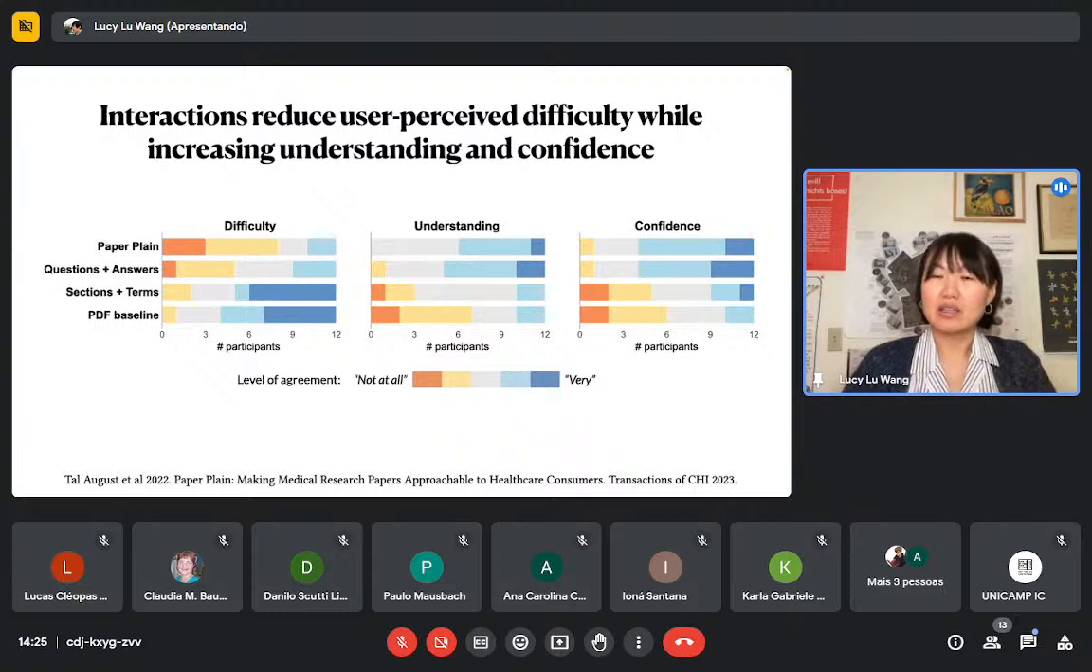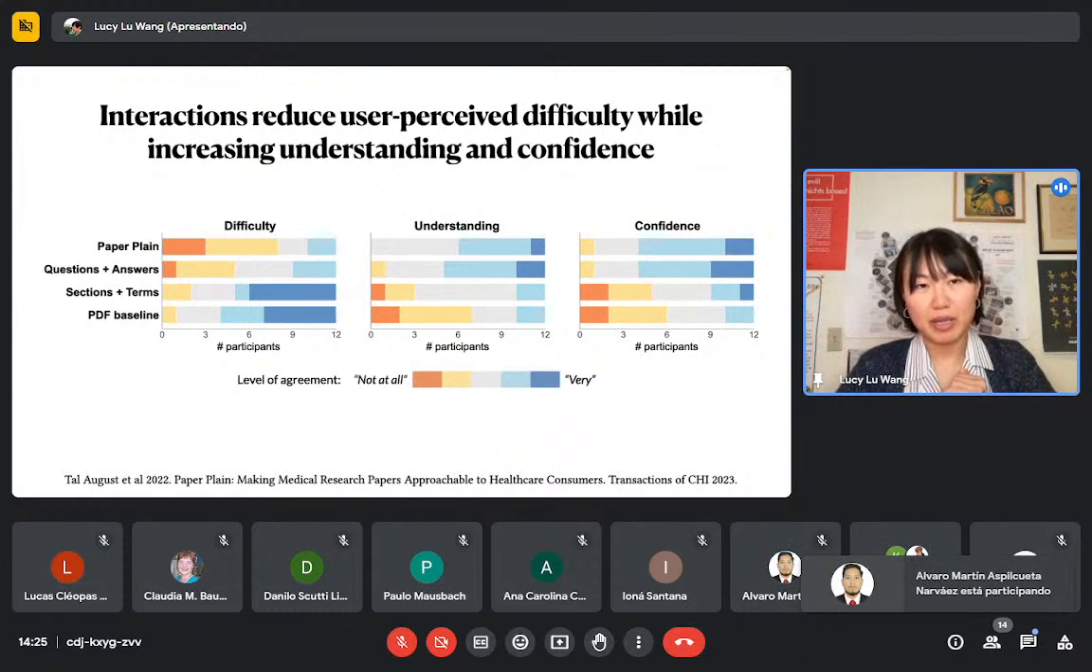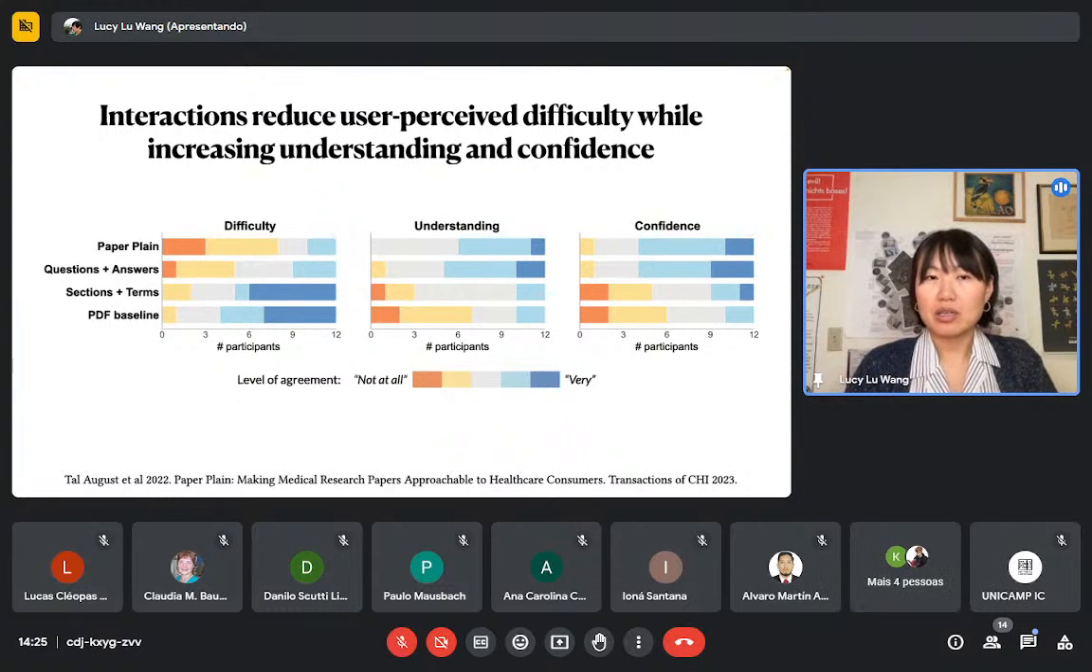When we evaluated this system, we had dozens of users interact with it with various mixtures of features. The users reported that the interactions we introduced were perceived to decrease the difficulty of reading these papers while increasing the perceived understanding and confidence that they had. The top row here shows the self-reported difficulty, understanding, and confidence for the Paper Plane system, which has all 3 of those interface features I just described. The bottom row is the PDF baseline with no augmentation whatsoever. The middle 2 rows are where we ablated some of those interface features. You can see that the self-reported difficulty was lower for Paper Plane, and understanding and confidence were much higher than the PDF baseline.